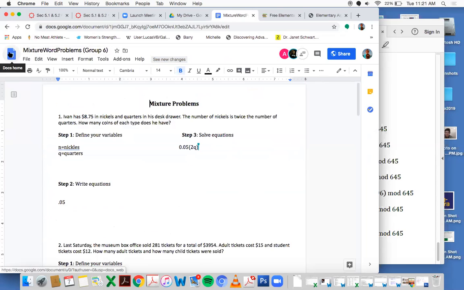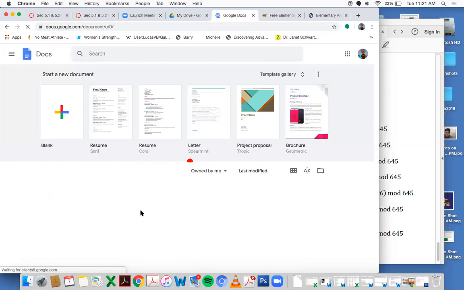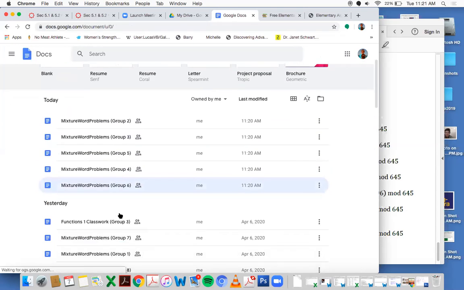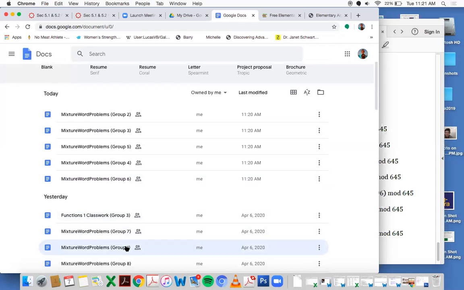Work in progress. I don't know. It's hard for me to think of the equation for it. I can't really figure that out. Which group are you in? Group 6. Group 6.